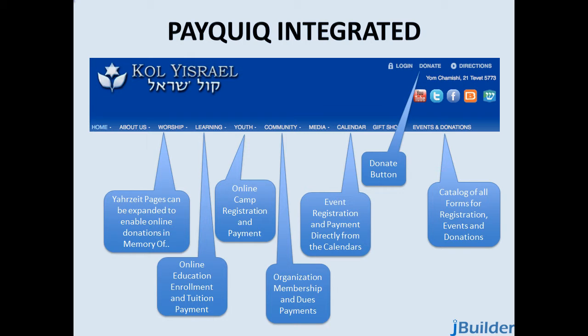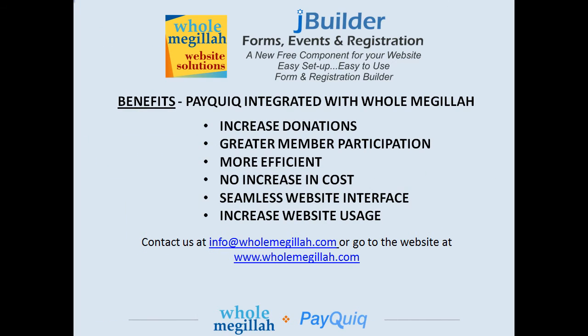Online education enrollment and tuition payment can be custom designed to fit the educational programs. Online camp and registration and payments can be set up including recurring payments over several months. Membership and dues can also be set up using member statements. Event registration and payment can be completed directly from the online calendar. We have a donate button that supports virtually any donation, and we have the catalog of all forms, registration, events, and donations. As you can see, jBuilder is a powerful tool.